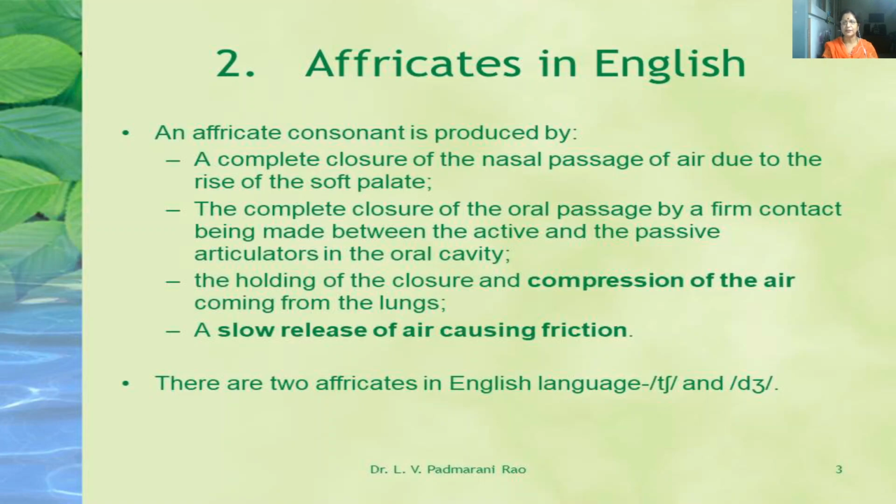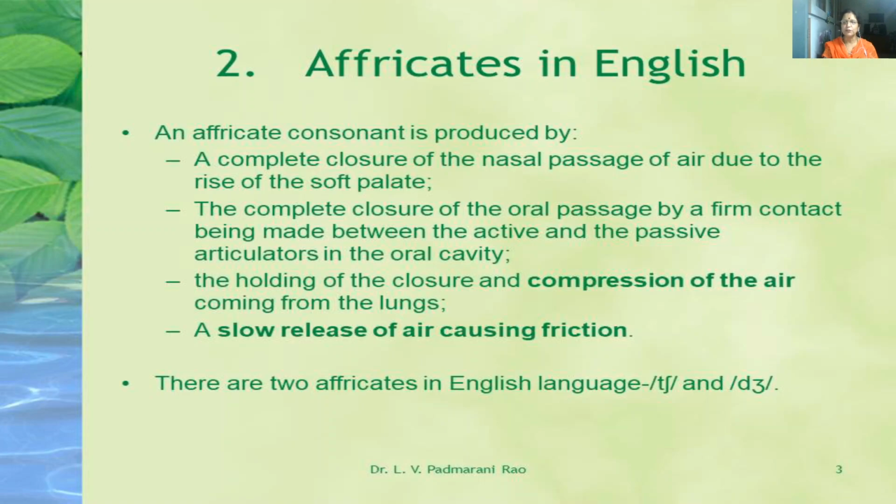Both in affricate as well as plosive, the nasal passage of air is closed, the oral passage of air is closed. In a plosive, behind the closure of the oral passage, the air coming out from the lungs is held up and compressed for some time and is released with a sudden explosive sound when the active articulator gets separated from the passive articulator. That's why it's called a plosive. But in an affricate, this air that is held up and compressed within the oral cavity is released slowly with a slight friction. This makes the sound an affricate.